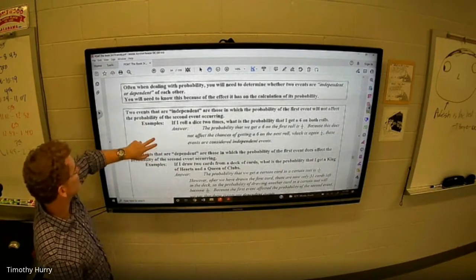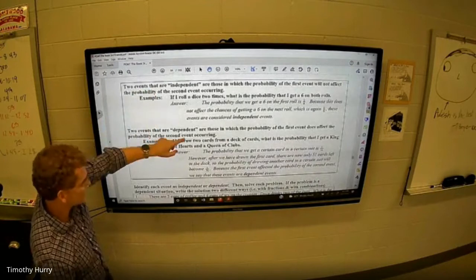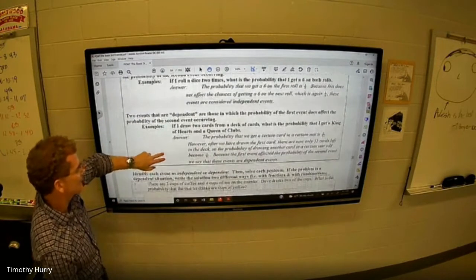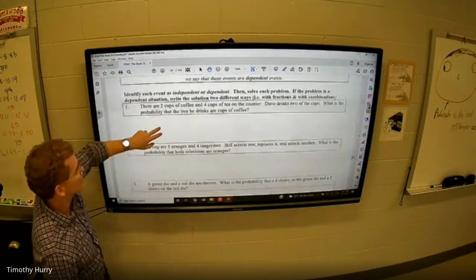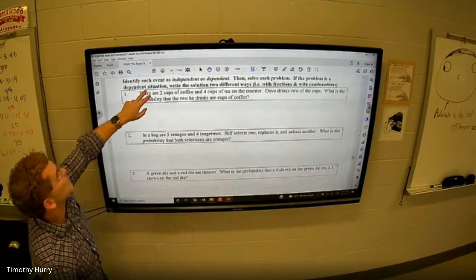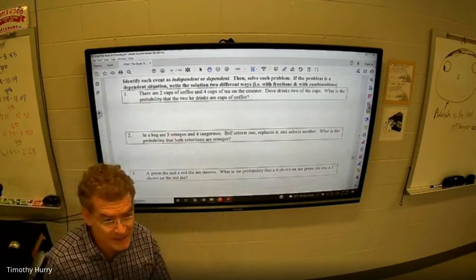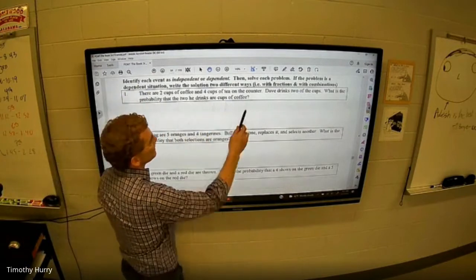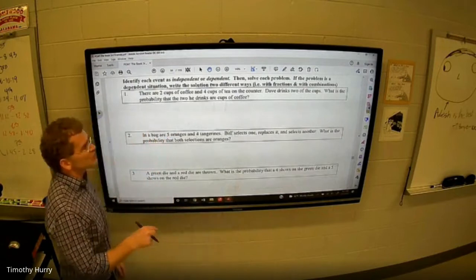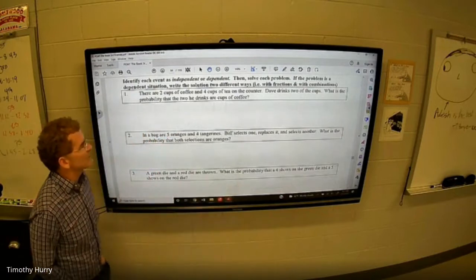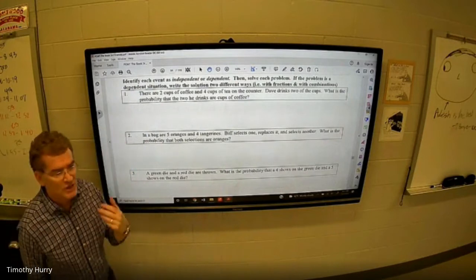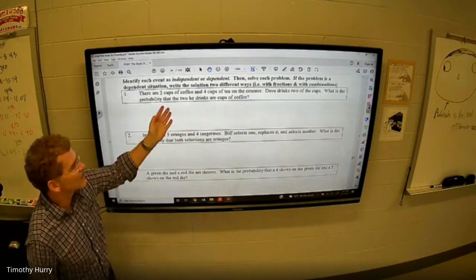Here's another situation. But I'm talking about independent and dependent. We already defined that. There's your definition if you want to go back and read that. And then I just kind of want to start doing some of these. So the first question says, identify them as independent or dependent, and then see if you can calculate the probability. So 2 cups of coffee, 4 cups of tea. Dave drinks 2 of the cups. What's the probability that the 2 he drinks are coffee? So what's the probability that he picks 2 cups of coffee from these 6 cups that are on the counter?